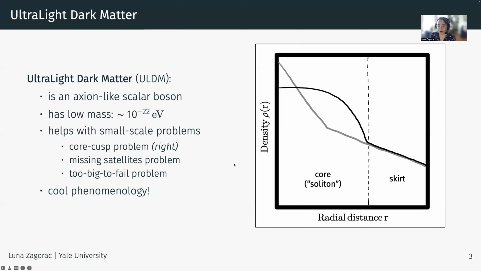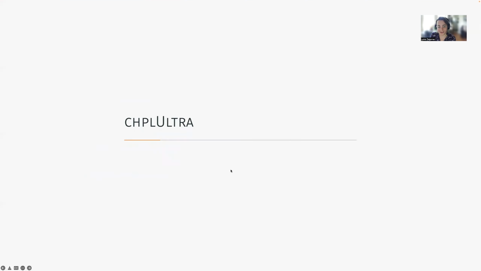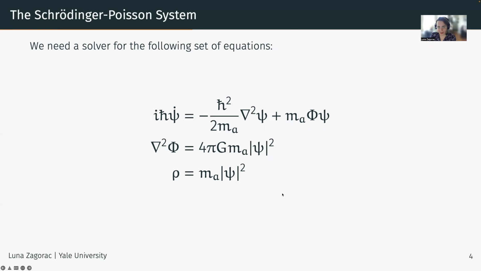And in order to track how it behaves, we need to simulate it, ideally using Chapel. Before I can tell you about that, I will introduce the set of equations that we use to simulate ultralight dark matter. The first equation here is the Schrödinger equation, which tells us how the probability density of how these particles like to be arranged, called psi, evolves with time.